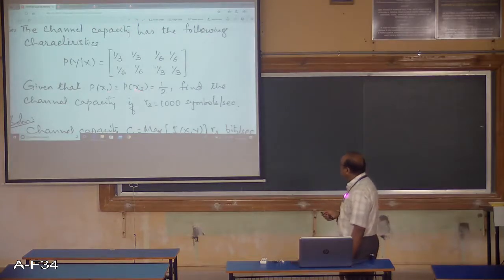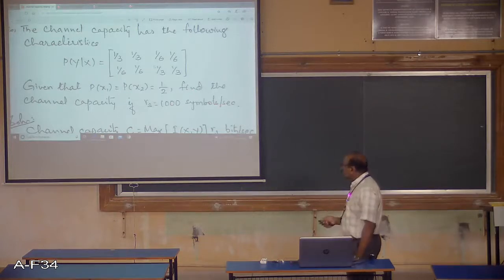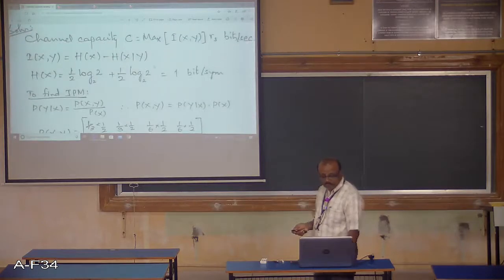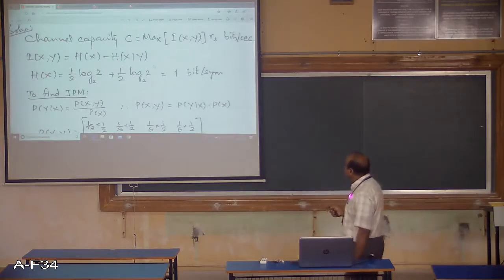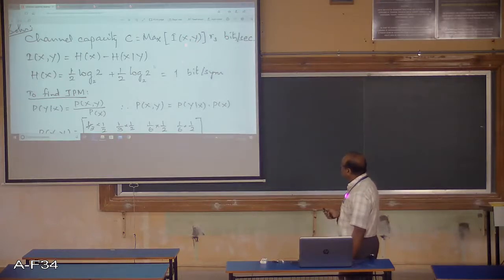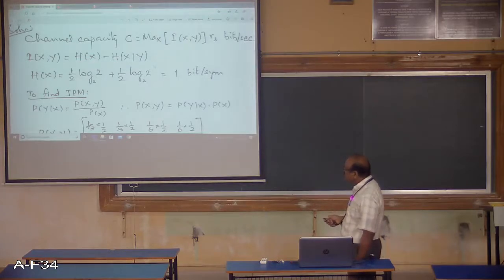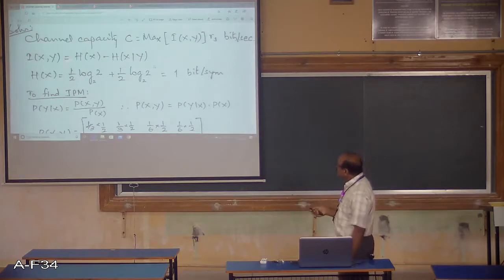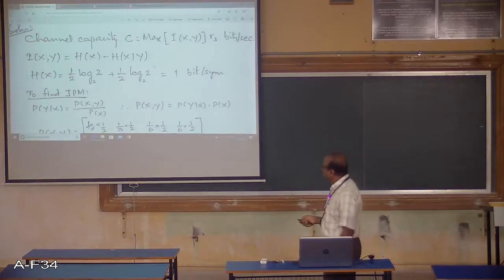Given that the input symbol probabilities are equal, find the channel capacity if the symbol rate is 1000 symbols per second. Channel capacity is given by the maximum of the mutual information multiplied by the symbol rate, where the mutual information can be expressed in terms of H of X and H of X given Y, which we have seen in our previous class. Input symbol probabilities are given, so computing this entropy, H of X is 1 bit per symbol.